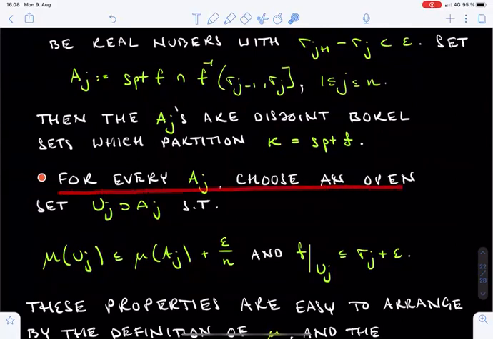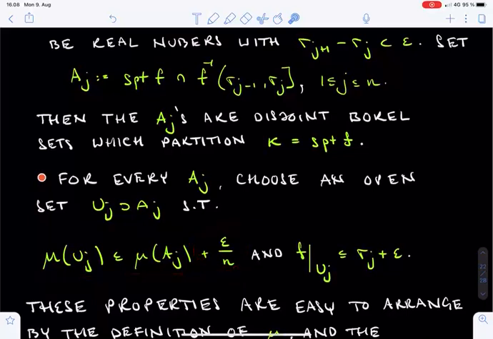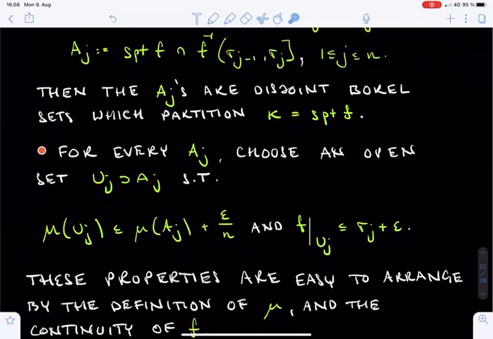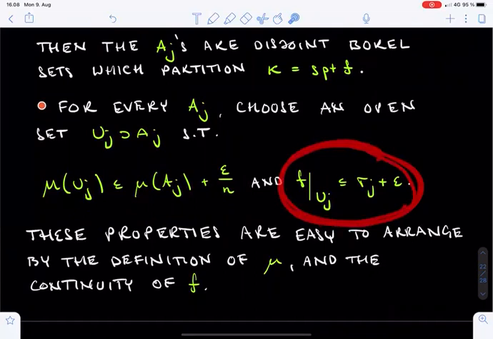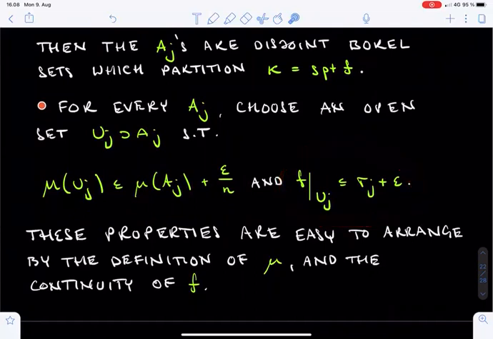For each of the sets A_j, we next choose an open set U_j, which contains A_j and whose mu measure is no larger than the mu measure of A_j plus epsilon over n. This can be done simply by the definition of the measure mu. But we ask a bit more from the set U_j. We would like that the values of f on the set U_j are no larger than r_j plus epsilon.